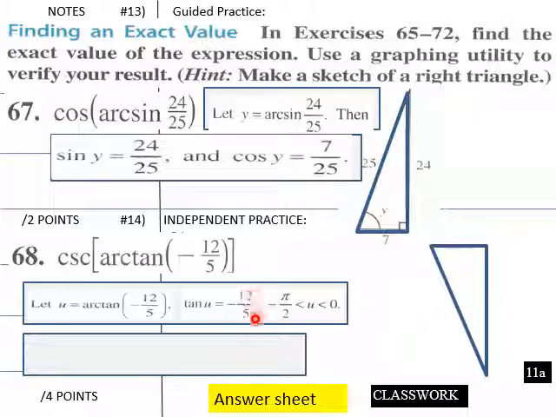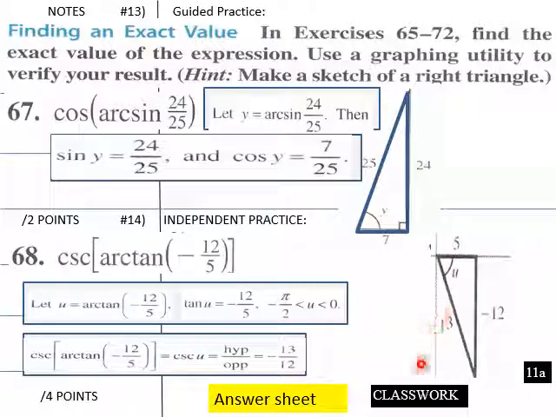Tan u will be negative 12 over 5, and so negative pi over 2 is less than u, which is less than 0. So this will be your setup here, cosecant of arctan. Let's get a diagram up here. Negative 12 over 5 for u here. So your cosecant would be 13 over 12 for this angle. So that would be your solution. By using the diagram, you can come up with the cosecant of arctan of negative 12 over 5.